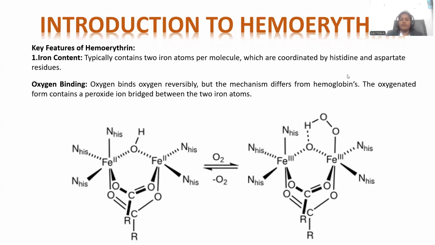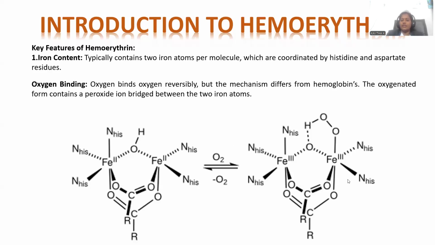That's the reason why, whenever oxygen binds with hemerythrin, there is a provision to generate a kind of linkage between iron and oxygen that gives rise to a peroxy linkage. And moreover, hydrogen bonding is also crucial in the oxygenated form of hemerythrin.